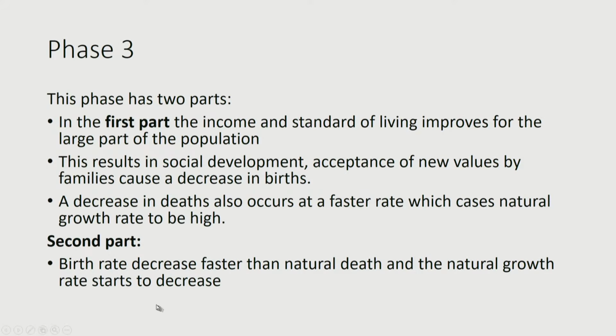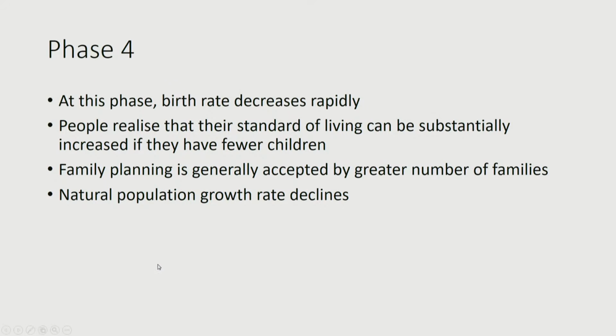The second part, that is what we have just mentioned now, and then we look at the fourth phase of the demographic cycle. At this stage, what happens now? At this phase, birth rate has decreased rapidly. People realize that their standard of living can be substantially increased if they have fewer children. Now people start to realize that the lesser number of kids they have, the better life they can live. And as a result, they start to subscribe to family planning, and they accept family planning, and the natural population growth starts to decrease.